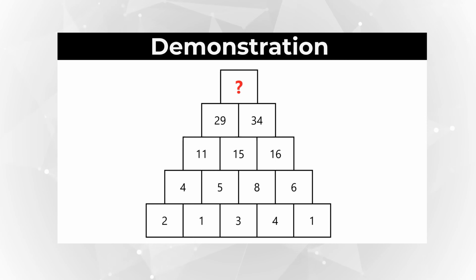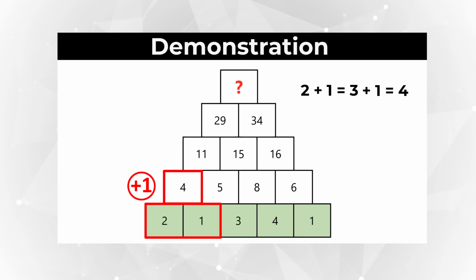Let me demonstrate. If we look at the numbers in the bottom left corner of the pyramid, you see numbers 2 and 1. The sum of 2 and 1 is 3, but then we add the value of the increment, which is 1, and the calculated value is 4. Let's continue with the sequence.